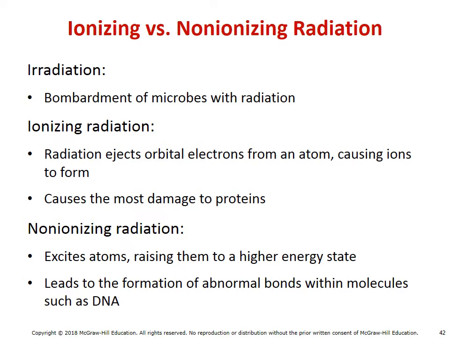Irradiation is basically going to be the bombardment of microbes with radiation. So to irradiate something means you're going to hit it with radiation. There's really ionizing and non-ionizing radiation. Ionizing radiation is basically radiation that ejects orbital electrons from an atom, causing ions to form, and naturally this causes damage to proteins, while the non-ionizing radiation will typically disrupt genetic features like DNA.